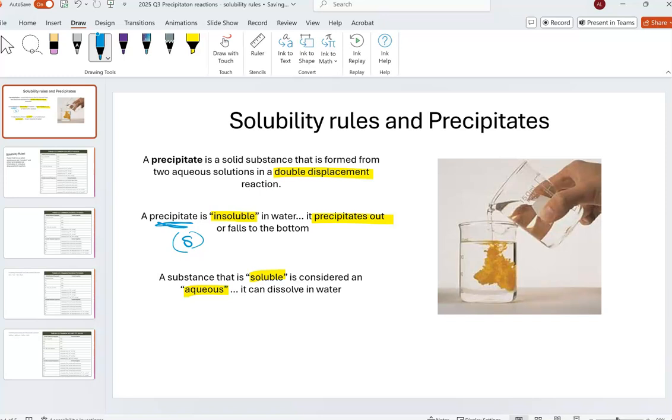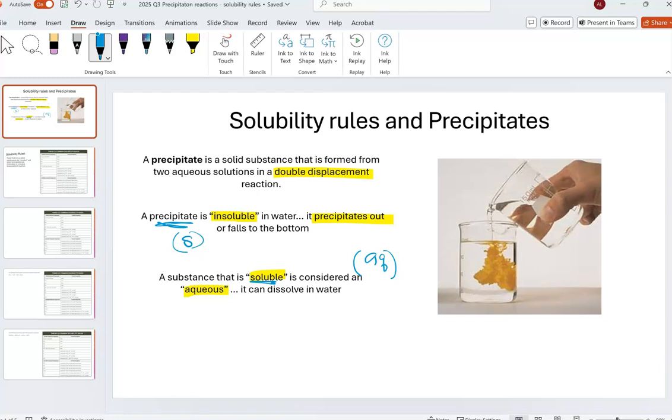If something is soluble, that means it can dissolve in water. That means it's aqueous. The substance makes an aqueous solution, which means the substance can dissolve in water. So if something is soluble, we would label it AQ, meaning it is an aqueous solution and it will dissolve in water.